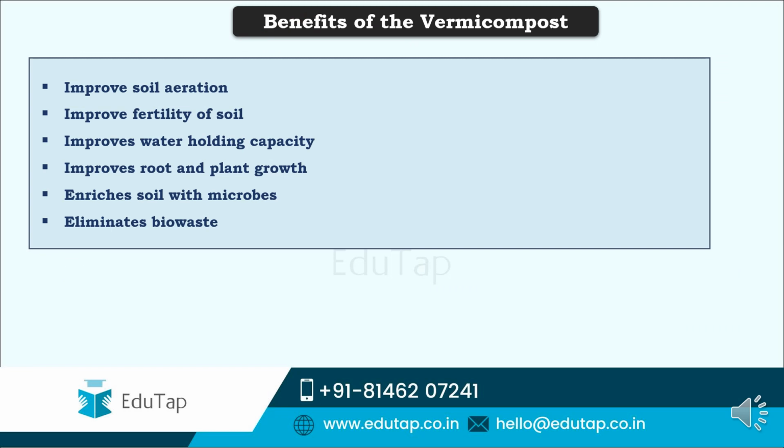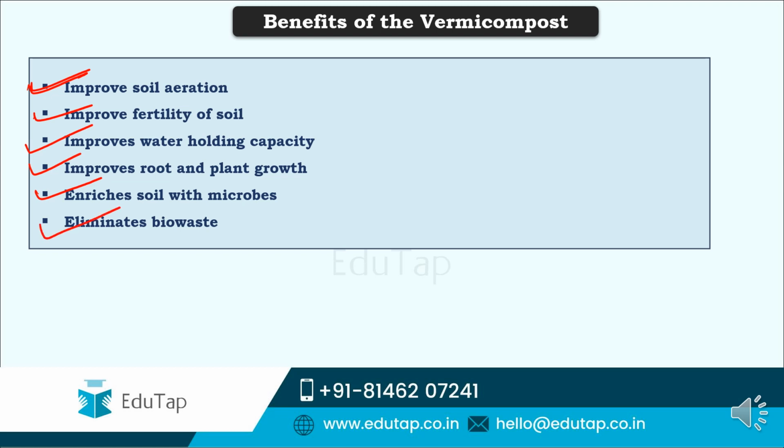So friends, now what are the benefits of this vermicompost? See, it improves soil aeration because of its organic component. It improves fertility of the soil, as you have seen the various nutrients that are present in that vermicompost. It improves soil fertility because of its organic matter. It improves water holding capacity of the soil, and also it improves root and plant growth. It enriches soil with microbes because it's all natural and full of organic material. Yes, so it enriches soil with microbes that are very much useful for the plants.